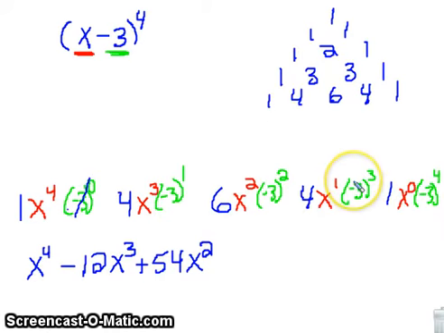A -3 raised to the third power is -27, so -108x. And then -3 to the fourth power. Anytime you have a negative raised to an even number, you're going to be left with 81. So it's positive. If you do not put parentheses around the negative, then you will get an incorrect answer.